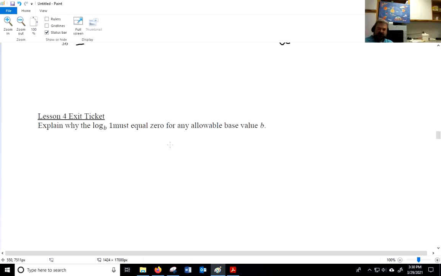For your exit ticket here, I want you to explain why the log base b of 1 must equal 0 for any allowable base. Think about that, and I will see you in the next lesson.